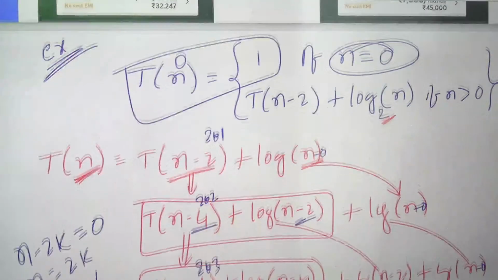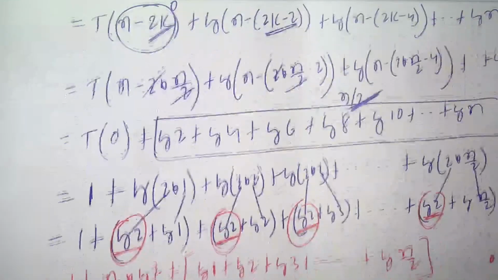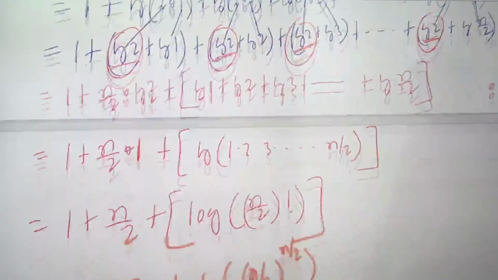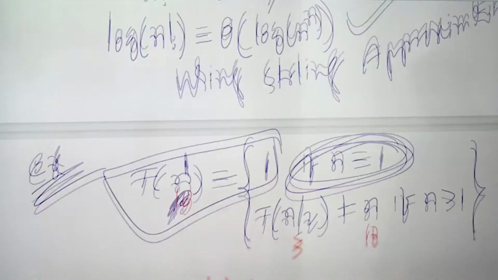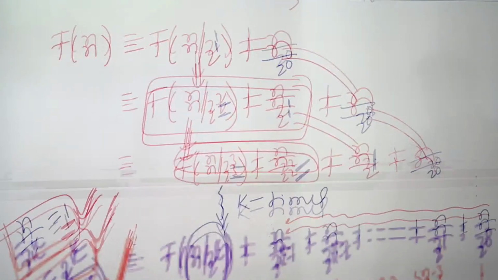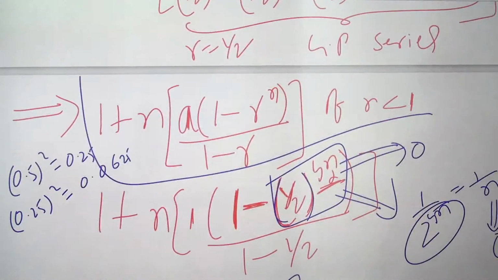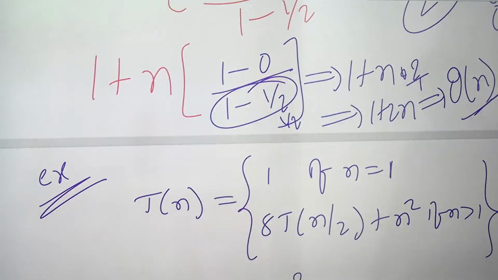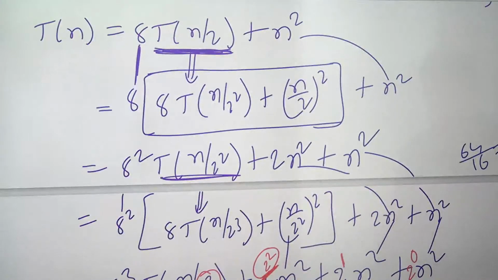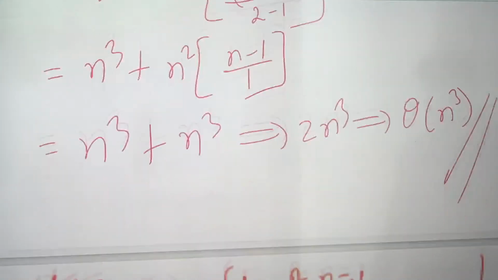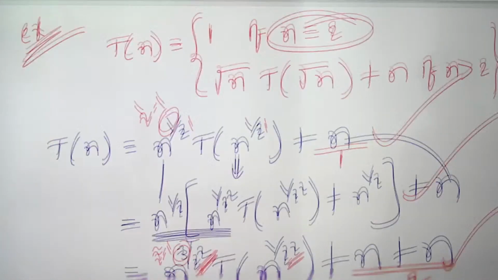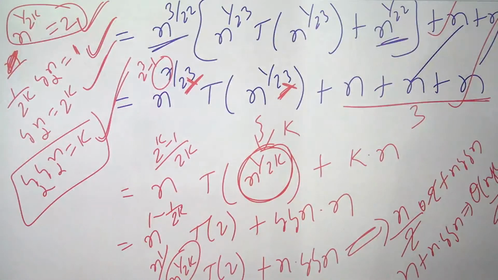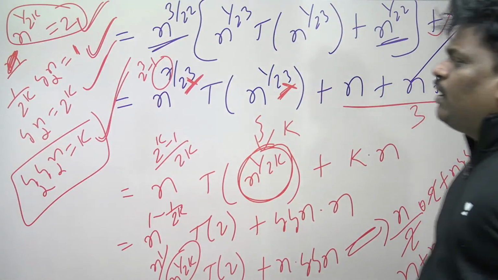Let's check once. Example 1. Example 2. All are nice problems. Example 3. Example 4. Example 5. All are danger.